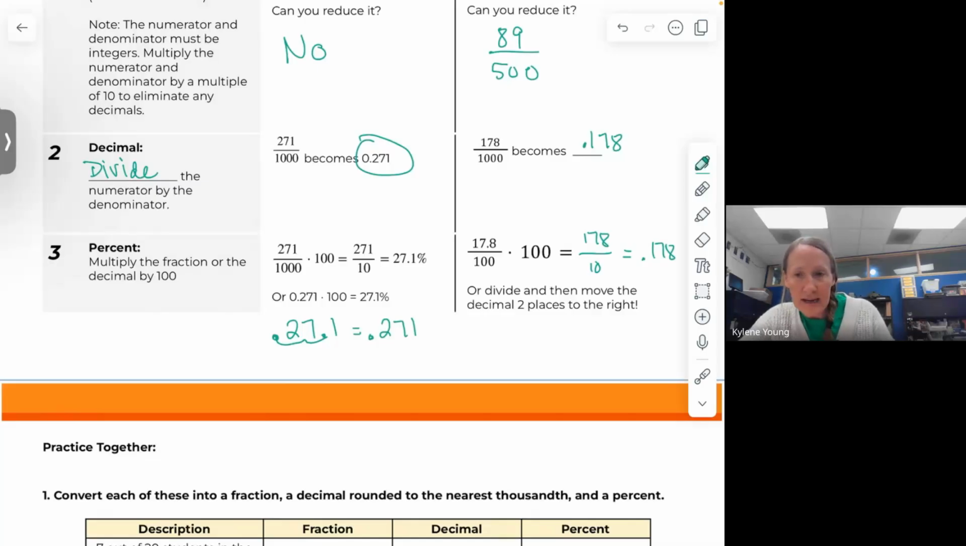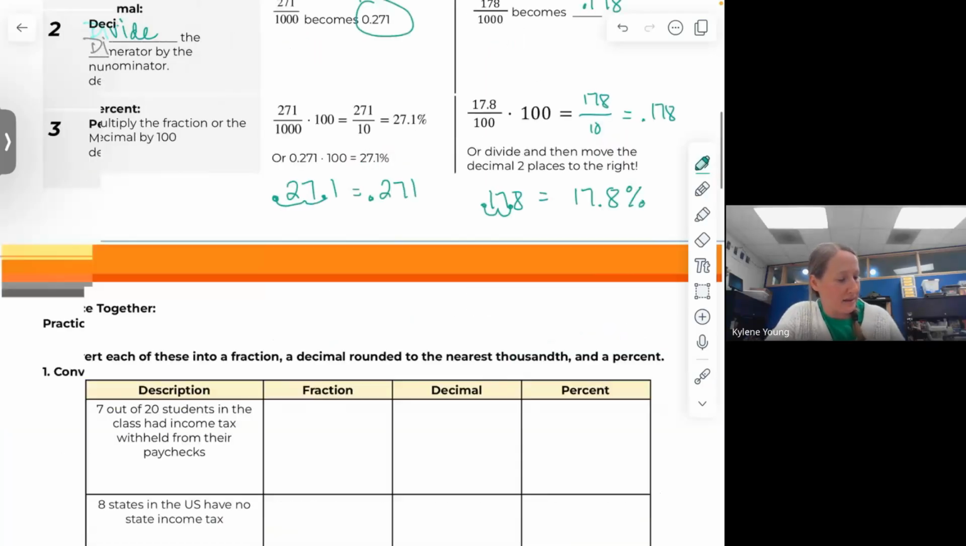And then on the flip side, let's do this with the 0.178. On the flip side, if I have 0.178 and I want to know what that is as a percent, I'm going to take that decimal and I'm going to move it to the right 2 times. That takes me to 17.8%. Okay, that's it. That is the lesson.